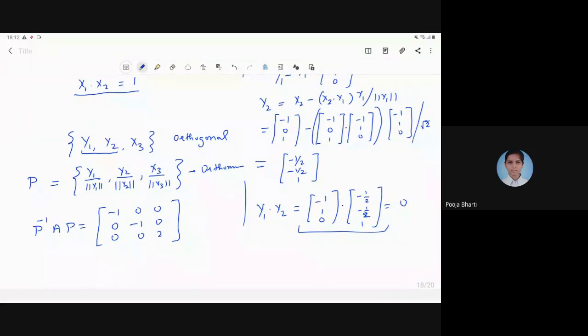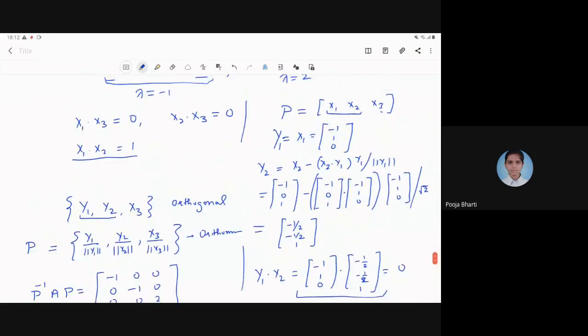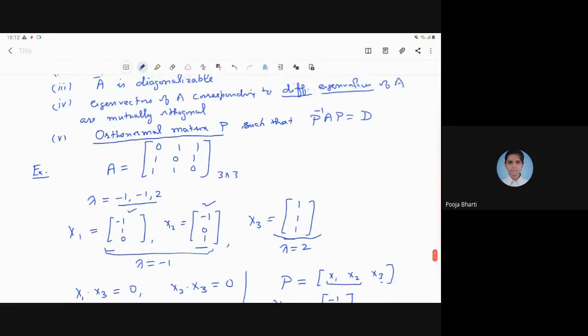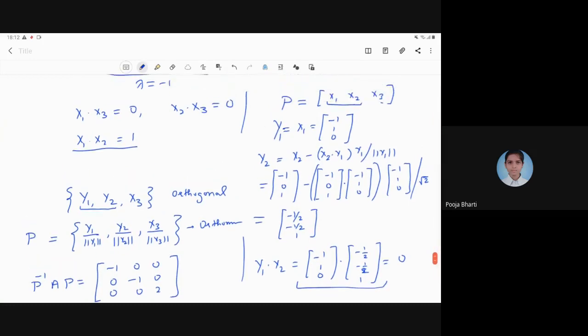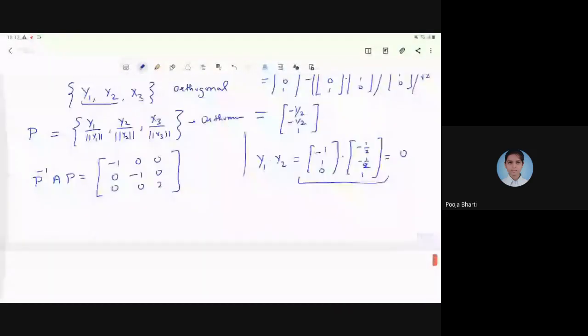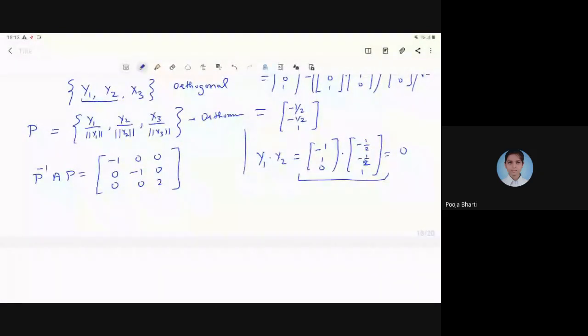So full steps are written in the lecture notes. You can see this example is solved in the notes, but I have explained the procedure for how to do it. This example explains all these five properties of symmetric matrices. So do this example carefully. This example also explains how to use the Gram-Schmidt process for constructing an orthogonal set. This would be very useful when you go for quadratic forms.